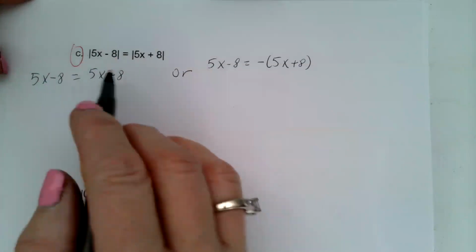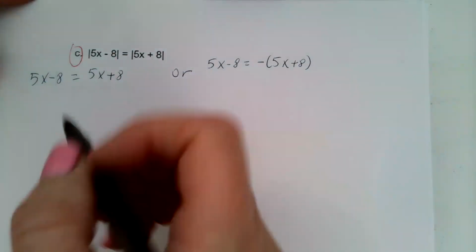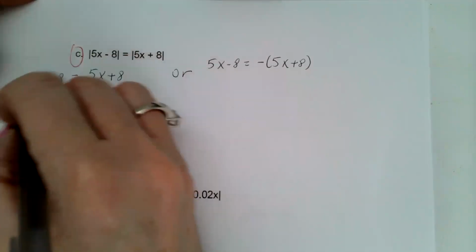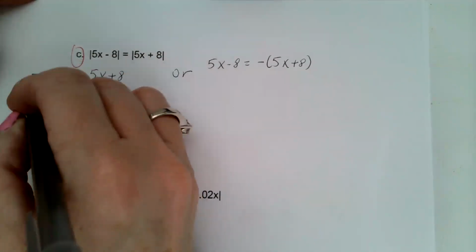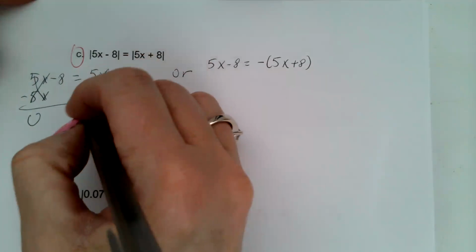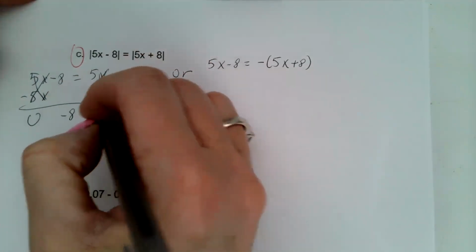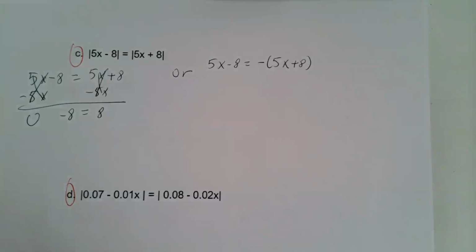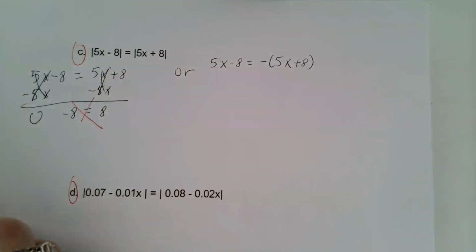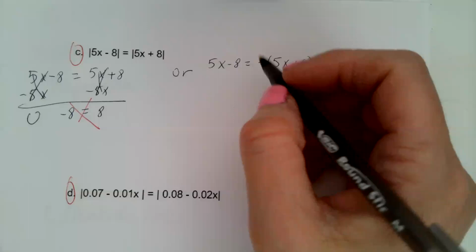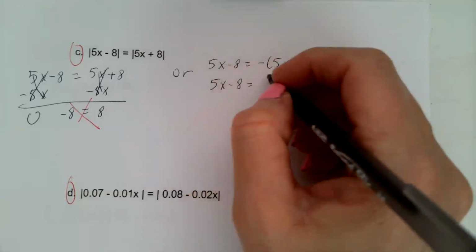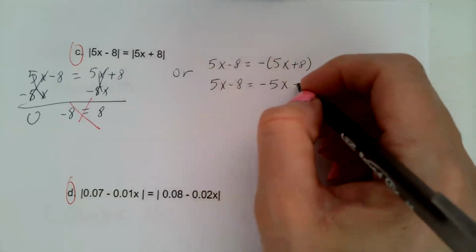So the set of equations on the left, if we want to solve for this, I'm gonna put my x's on the left. And so the x's completely cancel, and we're left with a negative 8 equals 8, which cannot be, so that's not true. There's no solution there.